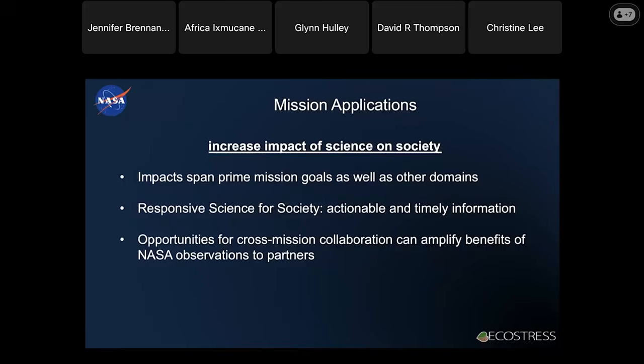And so what I hope to convey to you in this presentation is how mission applications in tandem with the science teams have really been able to increase the benefit of our different NASA missions on society by expanding some of the beyond the prime mission goals of our satellite and other spaceborne projects, how we have been working to be responsive, providing responsive science for society and focusing on actionable and timely information, as well as exploring opportunities to work across missions a bit more to amplify benefits to the broader community and to our partners, such as is the case for workshops such as these that are exploring different types of measurements from different missions and using them together to address joint science and application interest areas.